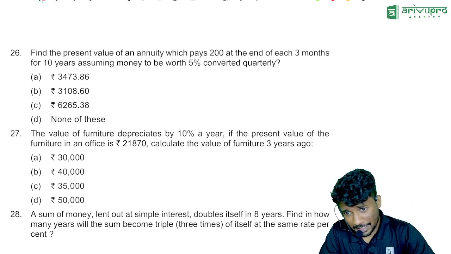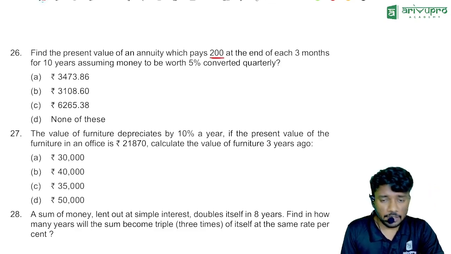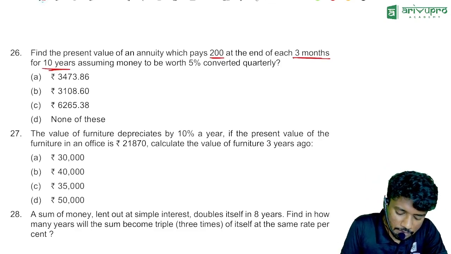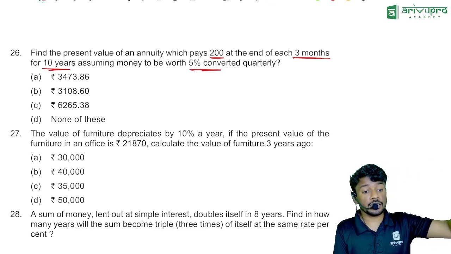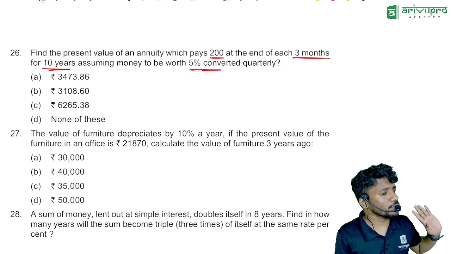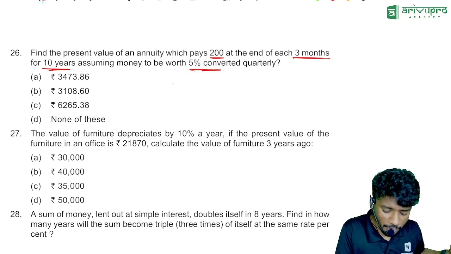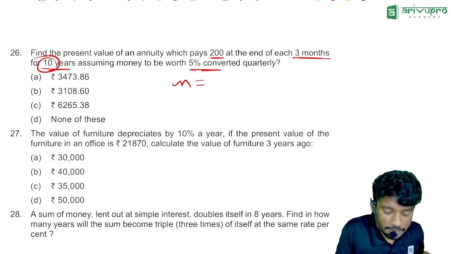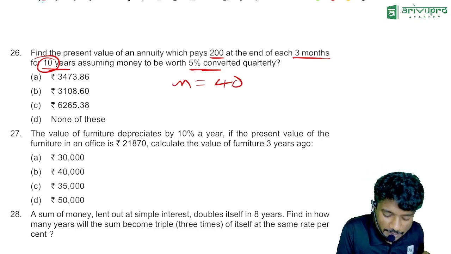What is given? The present value of an annuity which pays 200 at the end of 3 months for 10 years, assuming money to be worth 5% converted quarterly. So what are we going to do? Compounding is what? N is equal to how much? 10 years is there. So quarterly means 10 into 4 is 40.